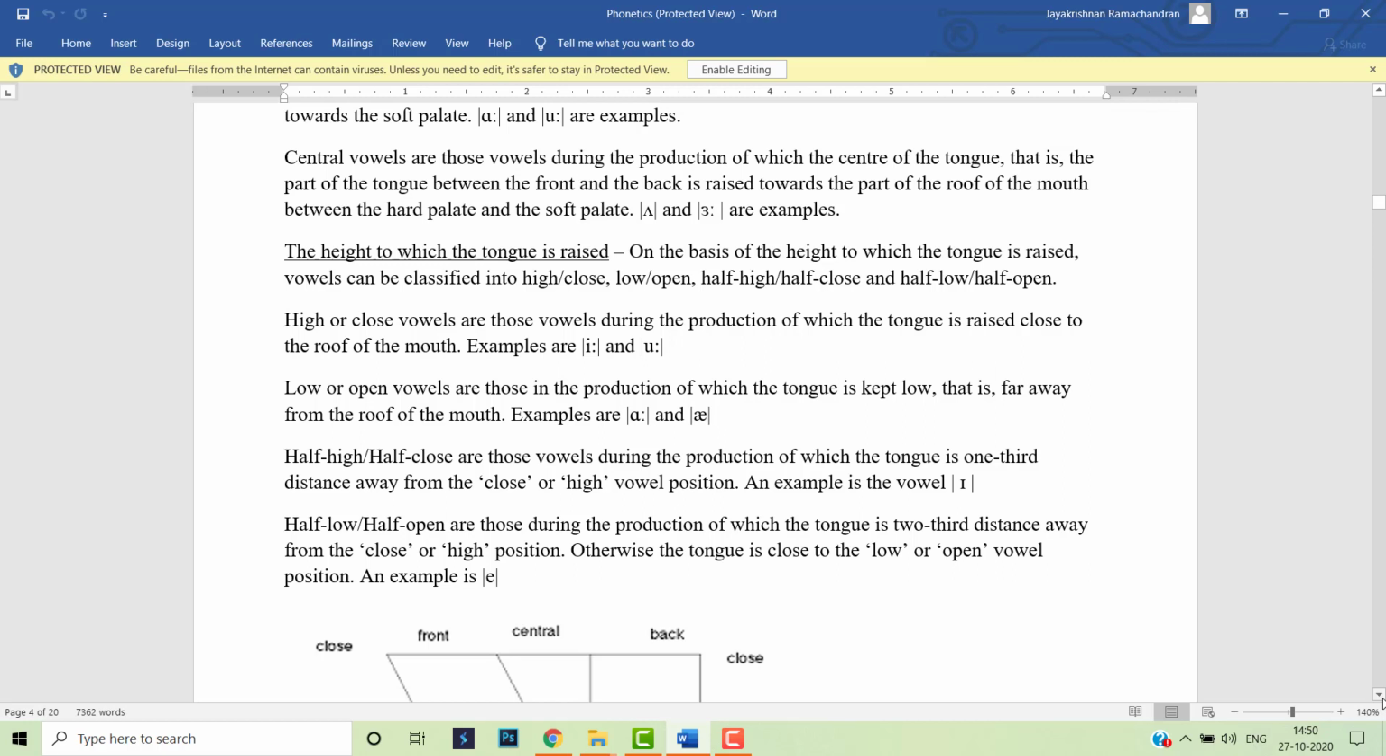അതുകൊണ്ടാണ് നാക്ക് ഏറ്റവും ഹൈ ആയിട്ട് വരുമ്പോഴത്തേക്കും ആ ഓറൽ പാസേജ് ക്ലോസ് ആകുന്നതിനനുസരിച്ച്, അതുകൊണ്ടാണ് ഹൈ വവൽസിനെ നമ്മൾ ക്ലോസ് വവൽസ് എന്ന് പറയും, because there will be very little space left or the oral cavity is nearly closed. So that is why high vowels are also called as close vowels.